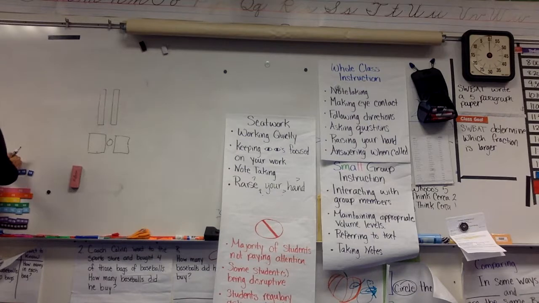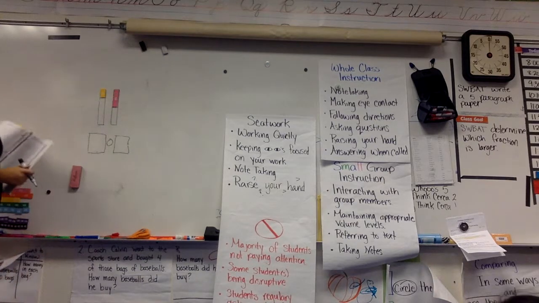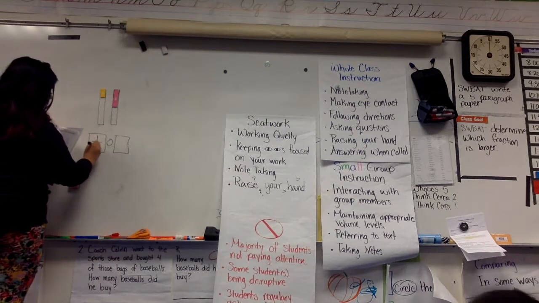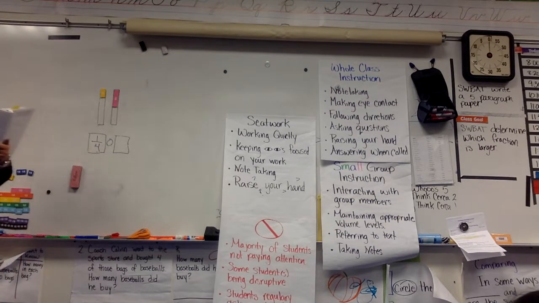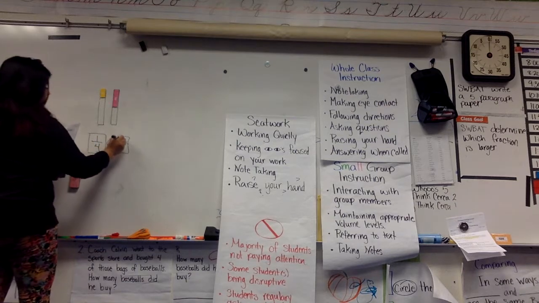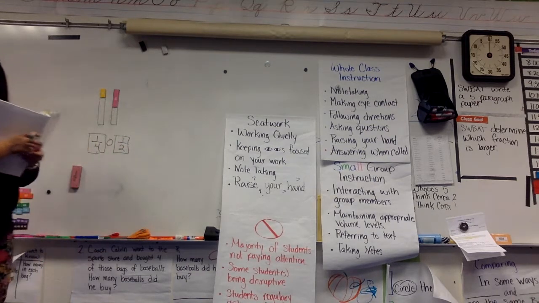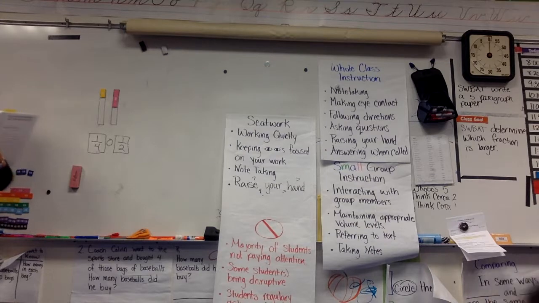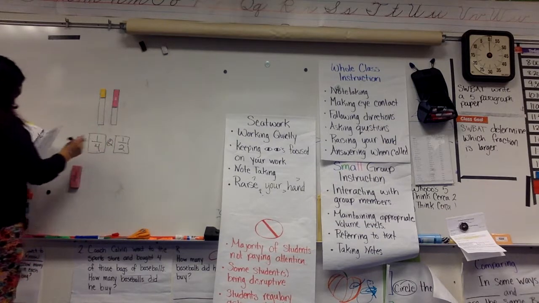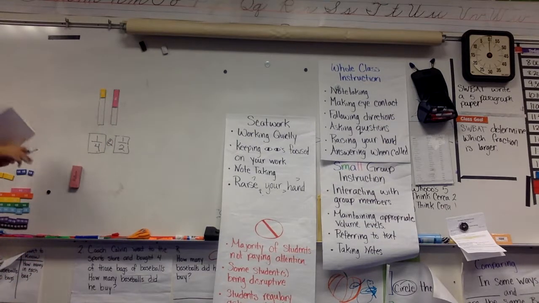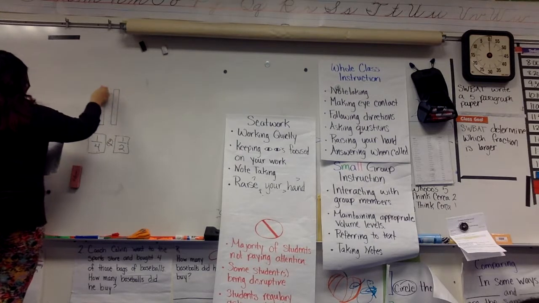All right. Doing this one and doing this one. Okay, Erin? 1/4. Perfect. And the next one is Natalia? 1/2. Perfect. And which one is greater? Daniel? 1/2. 1/2. Great.